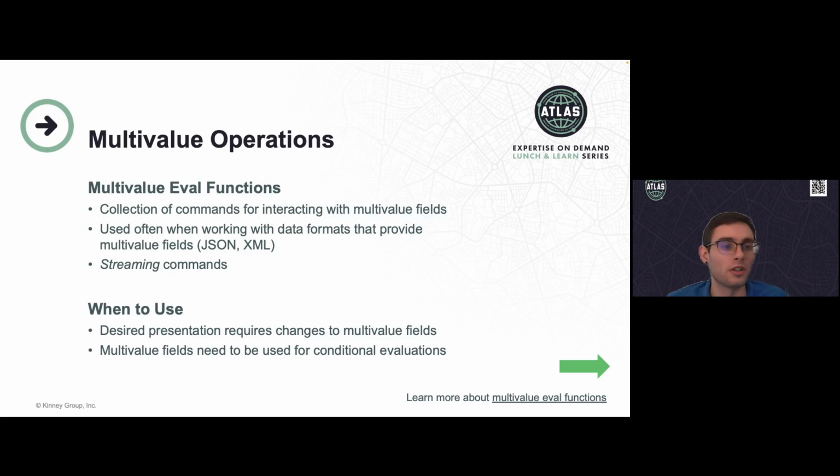The multi-value functions are really just a collection that, depending on your use case, you're able to determine the best to apply. You see it often used with JSON and XML, so data formats that are actually naturally going to provide a multi-value field where you have repeated tags or keys across unique events as they're extracted.